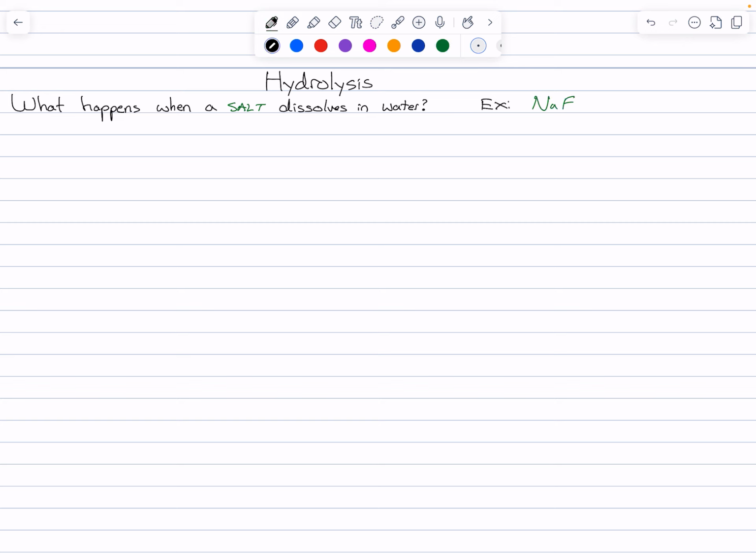All right. Well, the first thing that happens is the salt has to dissociate. So if I come down here, we have K and F, and it's a solid, right? The first thing it has to do is go to K plus and F minus. Right? So we have the two ions. It has to break up.